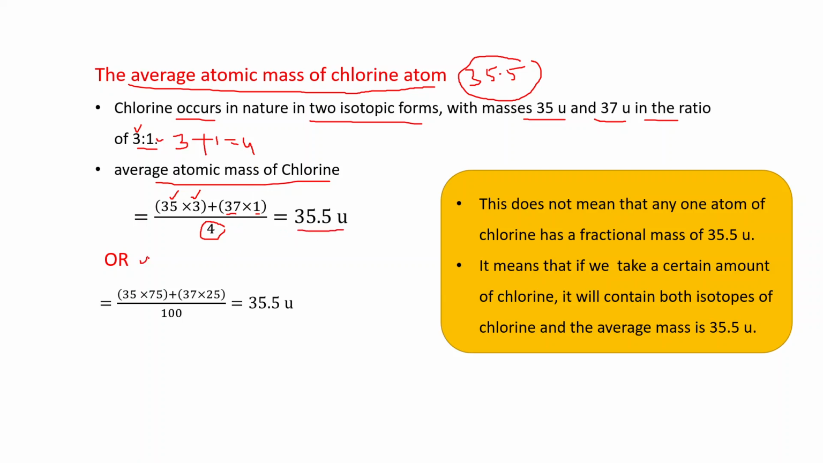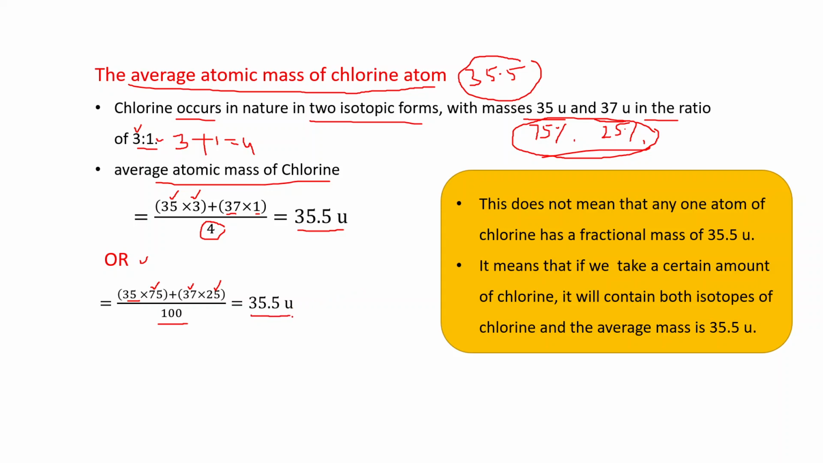There is another way. If the abundance or occurrence of these isotopes in nature is expressed in terms of percentage, we can say chlorine 35 occurs in 75% and 37 occurs in 25%. Okay, then we can solve this. 35 multiplied by 75, this is the percentage abundance of isotope chlorine 35. The same way, this is 37 into 25, divided by 100. Why this 100? Because the sum of 75 plus 25 is 100. If you solve it, this is 35.5u.